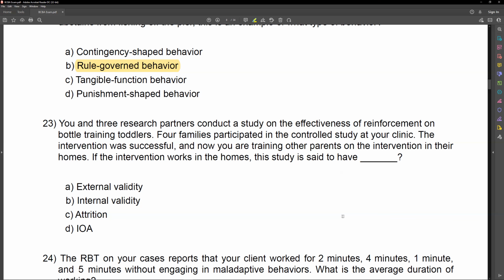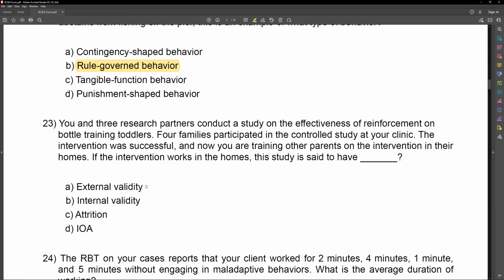So if our study was done in the clinic, it was successful in the clinic, and now we're trying to take that study outside of the clinic and see if it works. What are we trying to look at? Okay, let's say that intervention does work outside of the clinic. What does it have? Does it have external validity? Yes, that's what external validity is, right? The ability for your intervention to work in other settings outside of the experimental setting, okay? So if we can take our study from the clinic to the homes, right, we are said to have external validity.